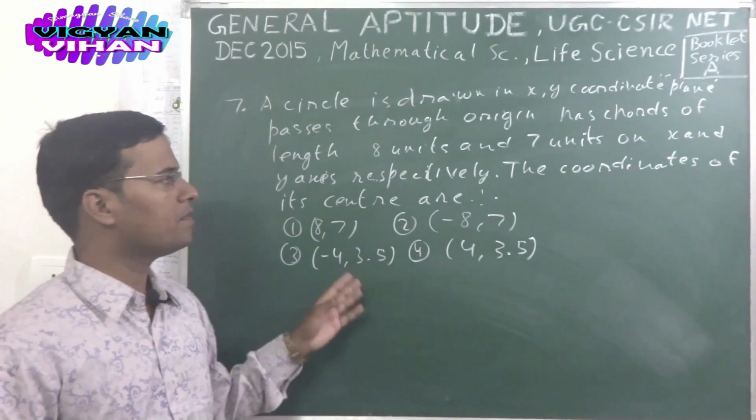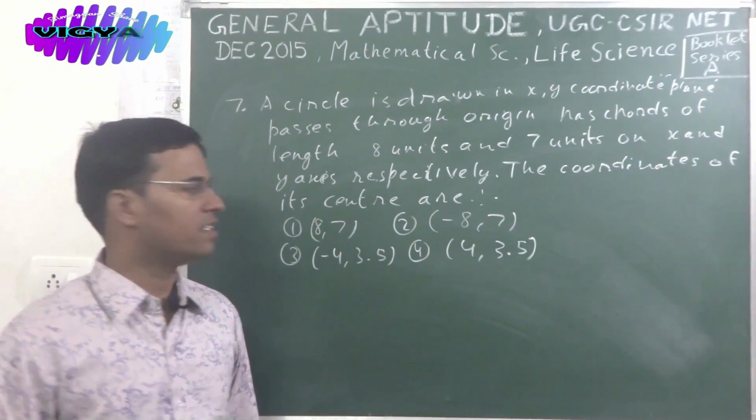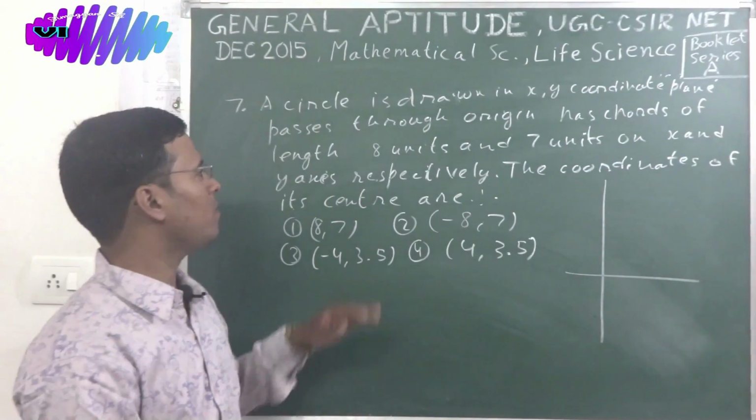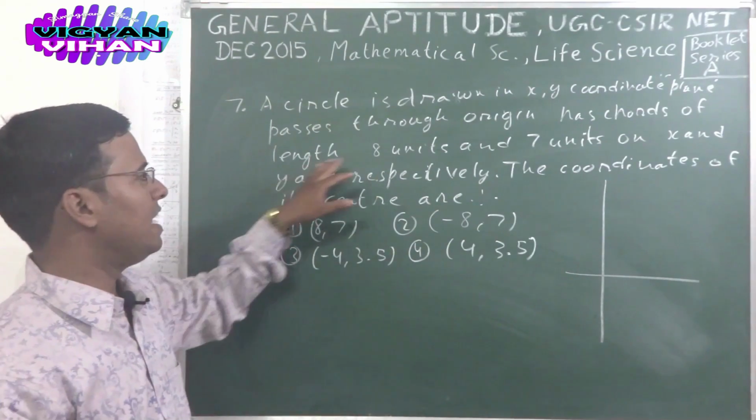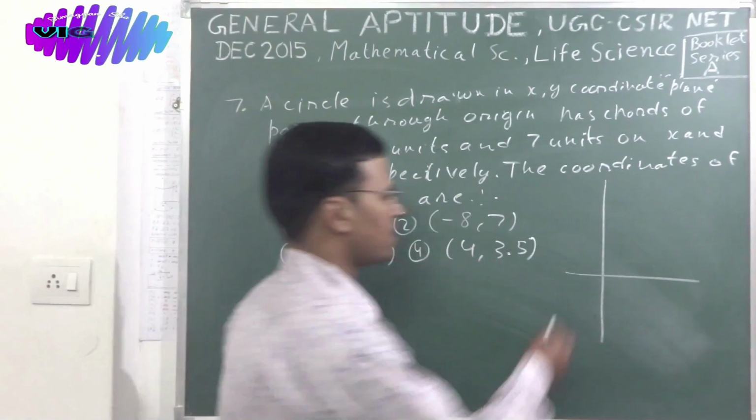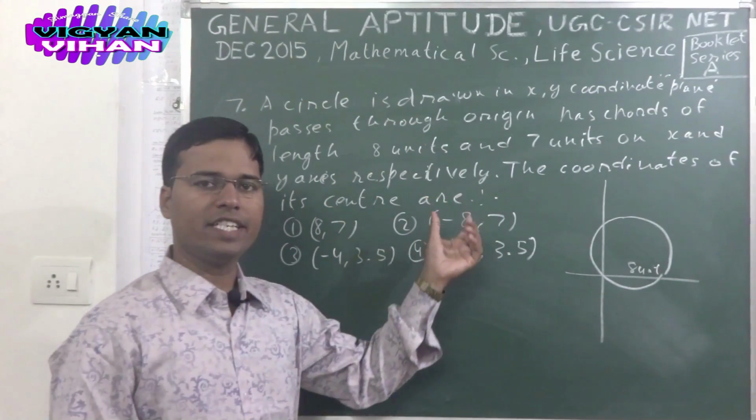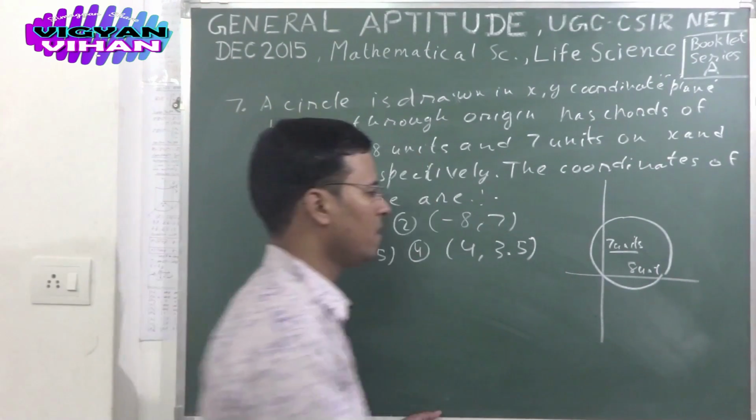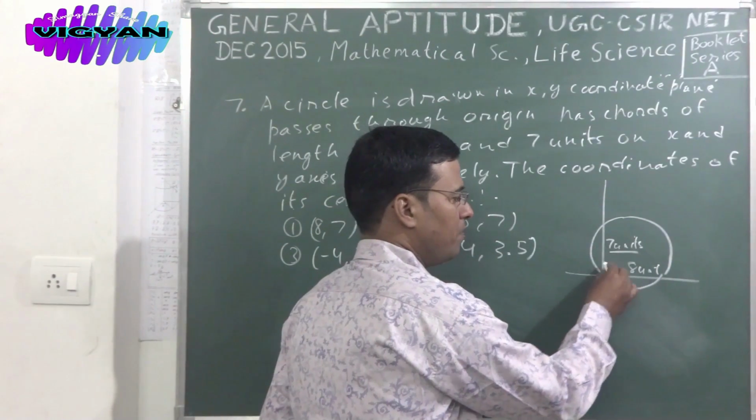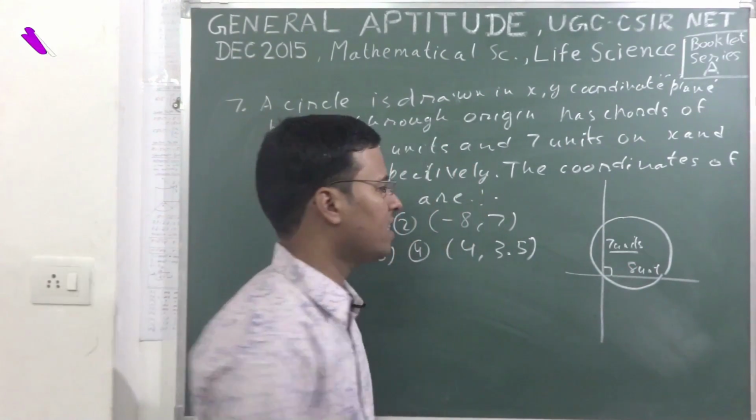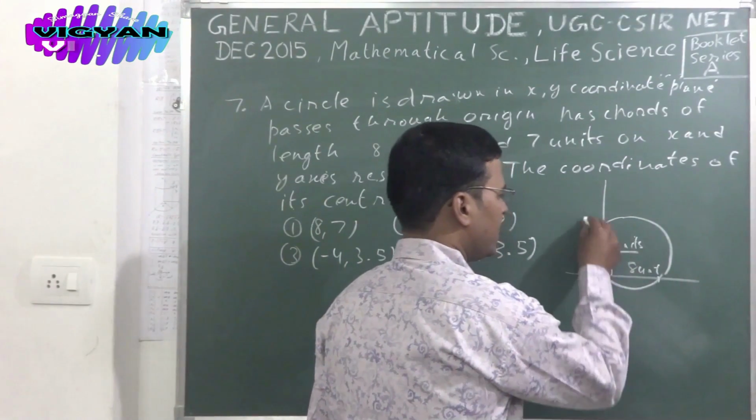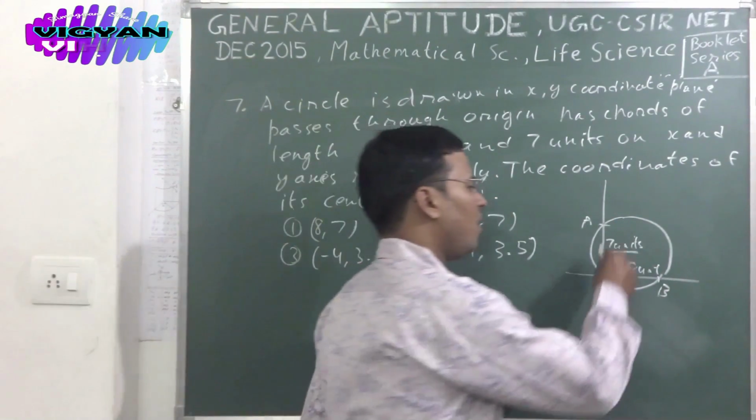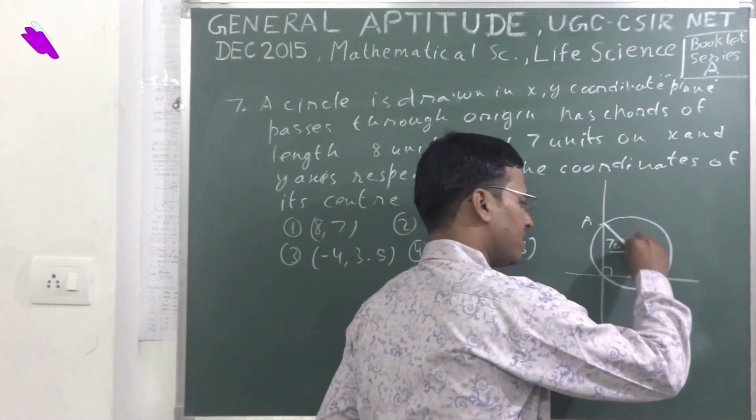According to the given problem, the circle passes through the origin. There may be 2 conditions. According to the given problem, it has chords of length 8 units on the x-axis and 7 units on the y-axis. In that condition, there are 2 chords making a 90-degree angle with each other. So the end points here, A and B, are end points of a diameter.